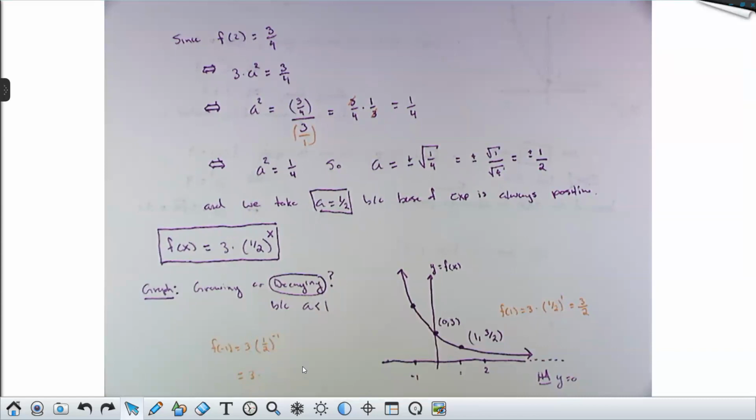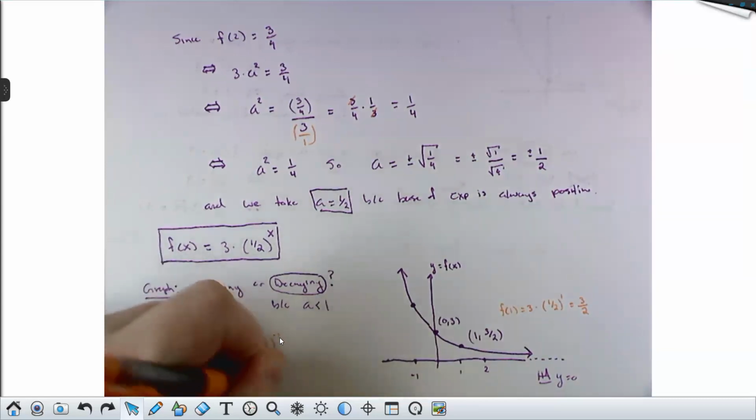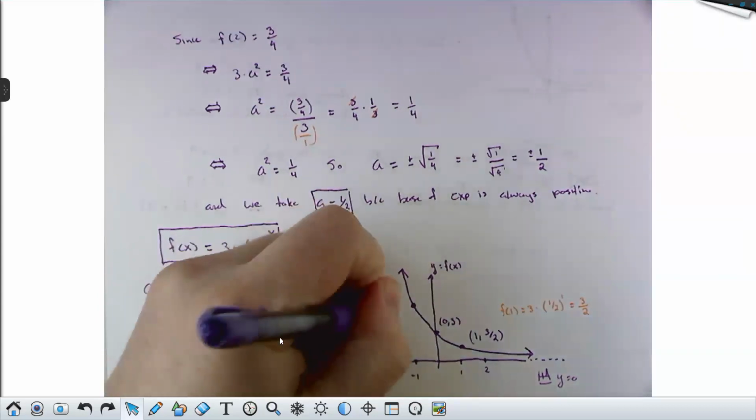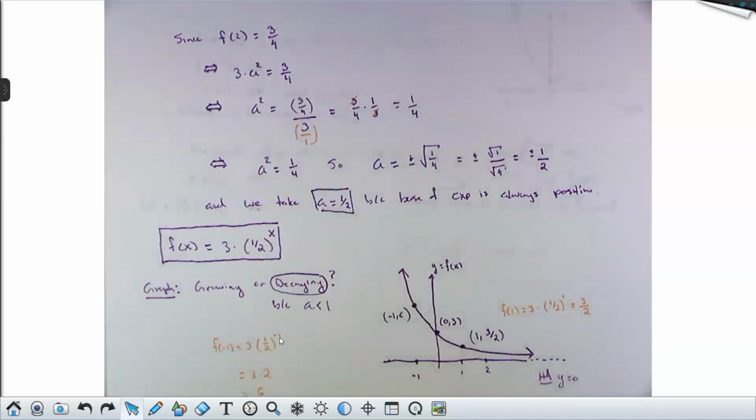Isn't that 2? It is. Remember, a number raised to the -1 is the reciprocal of that number. So 1/2 to the -1 is just 2. So this is 3 times 2, or 6. So we'll point over here where x is -1. It's -1, 6.